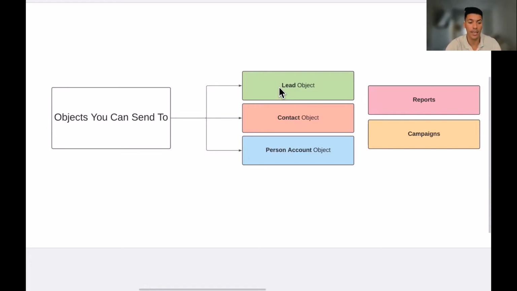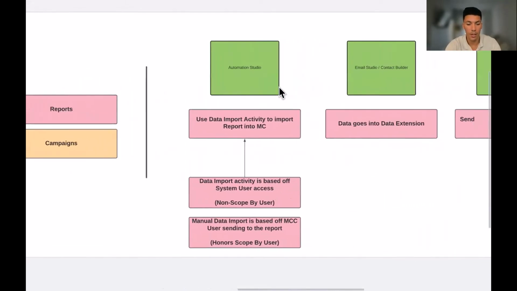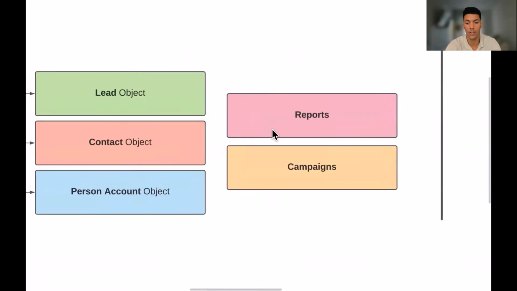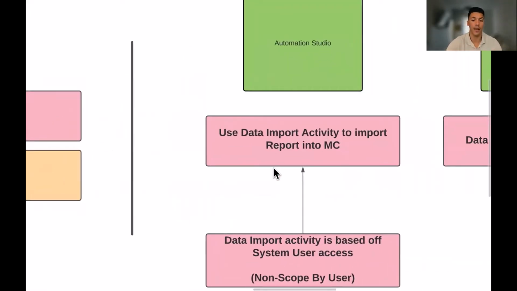Once you actually send to those leads, let's see what happens on the back end in Marketing Cloud. Let's say you pull all of your leads over into a report and you want to send a Marketing Cloud message to that report from within Salesforce. Well, you're going to use the data import activity. If you haven't already covered the data import activity and what that does within Automation Studio, make sure to check that activity and all the other activities out in Automation Studio.